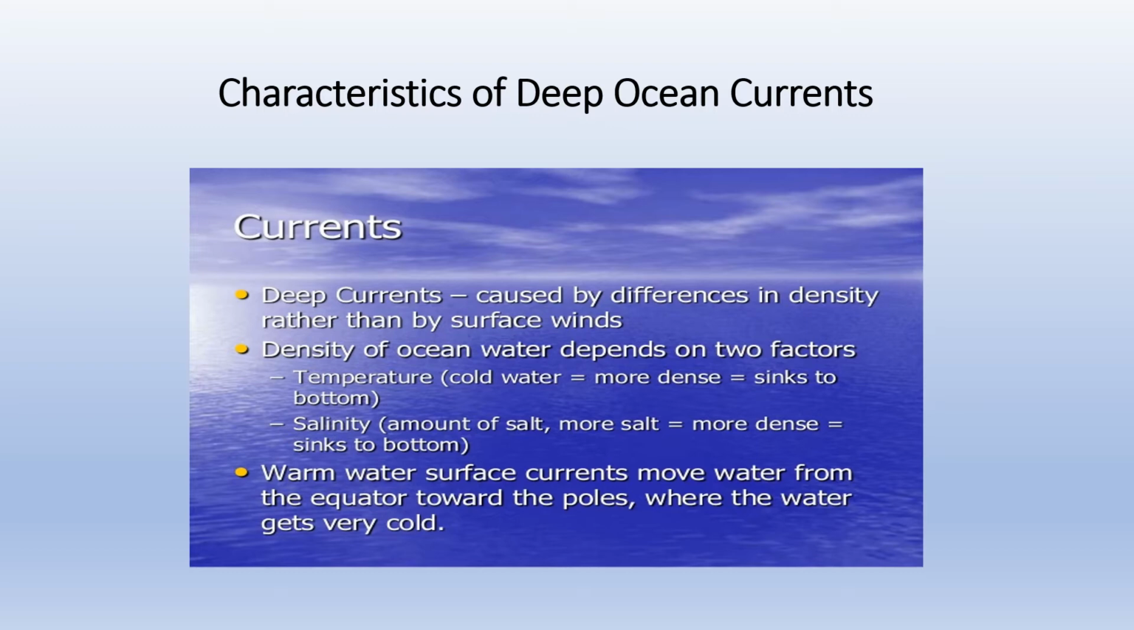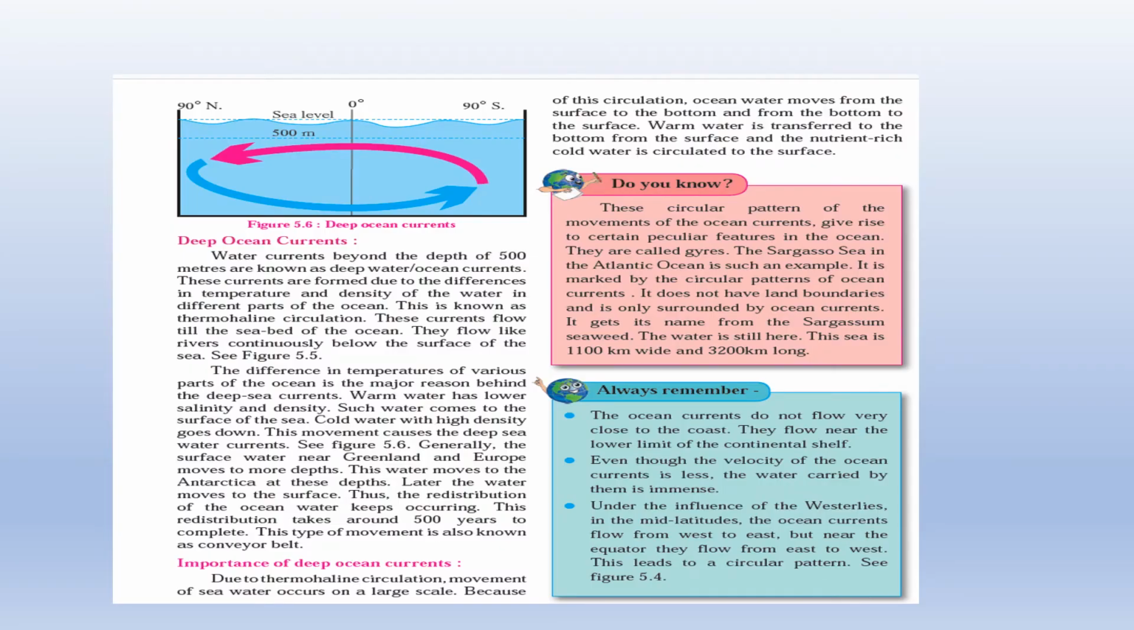The density of ocean water depends on two factors. The first is temperature: cold water always sinks down near the bottom. The second is salinity: the amount of salt in the water; saltier water is more dense and sinks to the bottom. Warm surface currents move water from the equatorward margins toward the pole, where the water gets very cold. This is the circulation of ocean currents. Warm currents move from the equatorward margins towards the pole, whereas the colder, denser current moves towards the poleward areas.